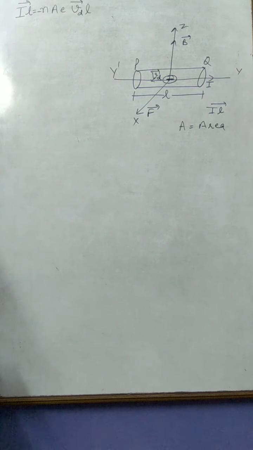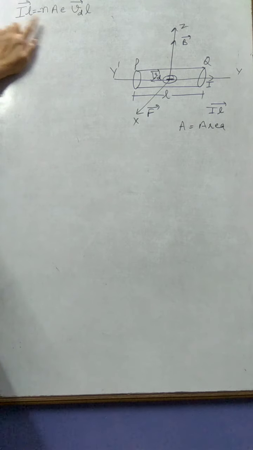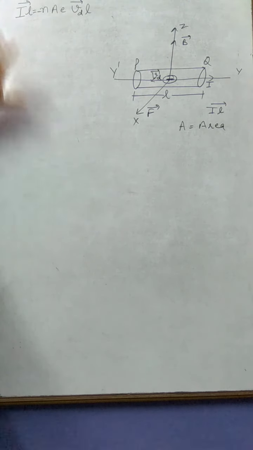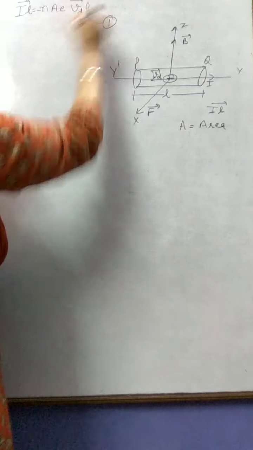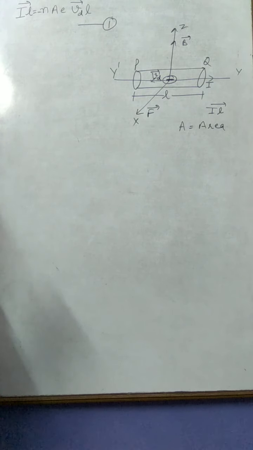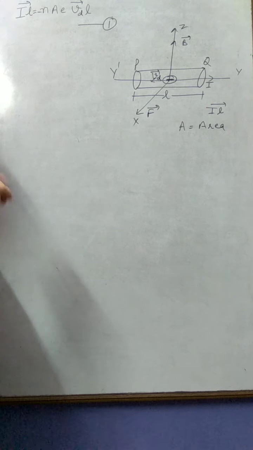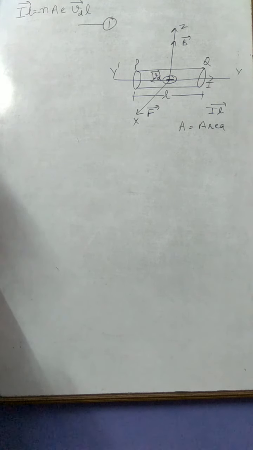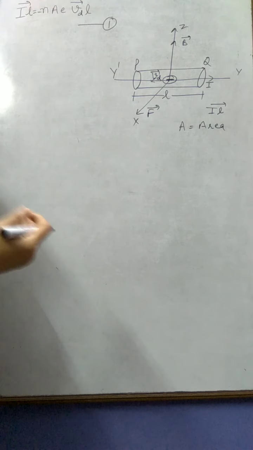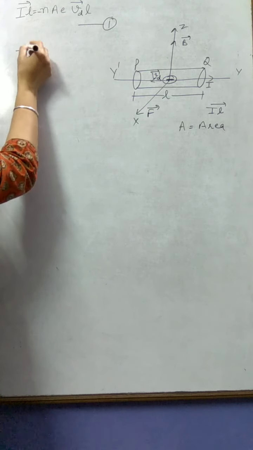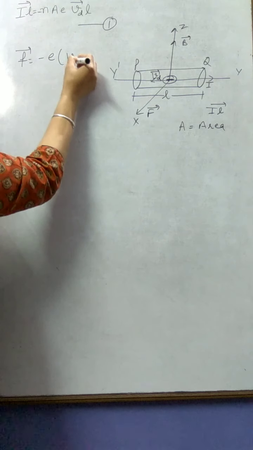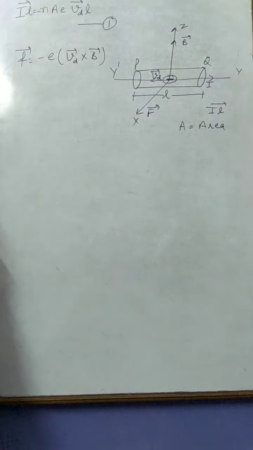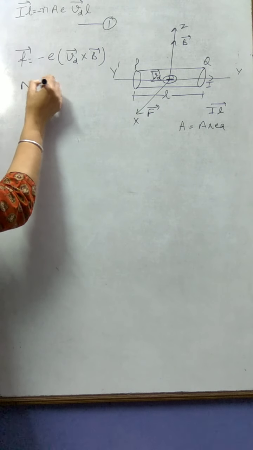Why is it a negative sign? Because the current element and drift velocity are in opposite directions. Now this is equation 1. Force on an electron: electrons are the flow of charges for the current, so we consider them as charged particles. So the force on one electron is minus e, drift velocity cross B vector. And what is the total number of electrons here?